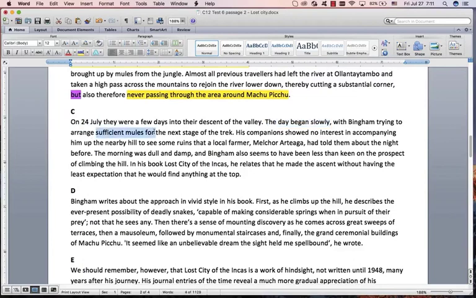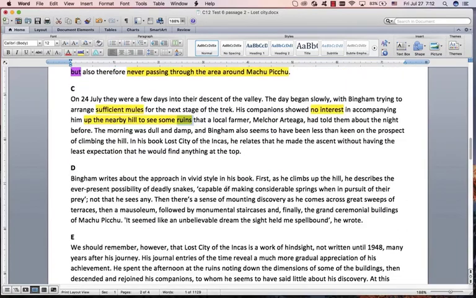The important thing here is that he was trying to arrange mules, which are donkeys. Enough donkeys. No interest from his companions. Up a hill to see some ruins. Ruins are old buildings. Now a local farmer, blah, blah, blah. This is all just supporting. The important thing in this sentence is the ruins. Up the hill to see some ruins. This is new information. We've never seen hill and ruins before in the passage. So he's going up a hill to see some ruins.